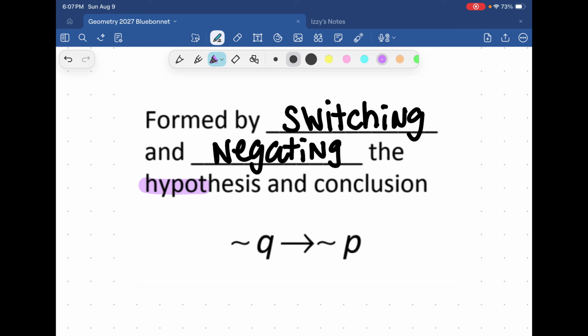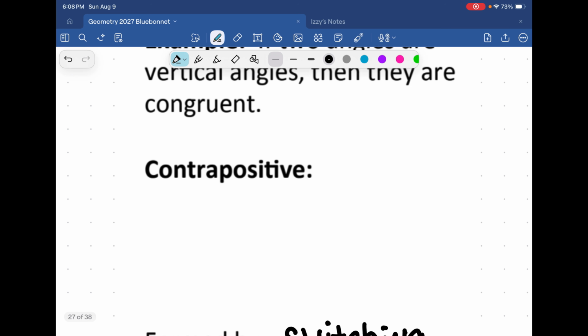So we're going to take our hypothesis and we're going to move its position, and we're going to take the conclusion and we're going to move its position. We're also going to add the word not. So we're going to change it from if hypothesis then conclusion to if not the conclusion then not the hypothesis. This one is tricky. It involves doing both the converse and the inverse at the same time. So let's give it a try.